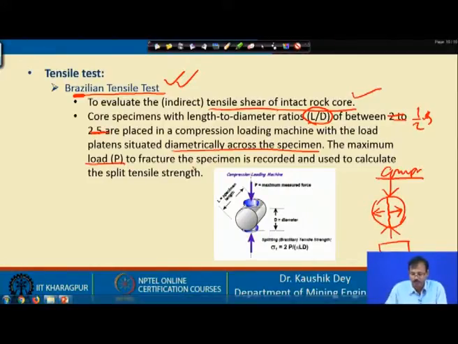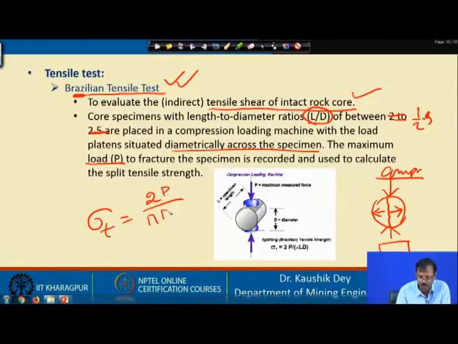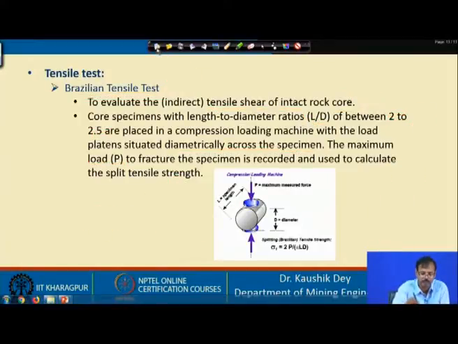The maximum load to fracture the specimen is recorded, and the tensile strength is computed as sigma t is equal to 2P by pi D t, where t is the thickness, that means the length of the sample, D is the diameter of the sample and P is the failure load. This is the formula that gives us the tensile strength of the rock specimen.